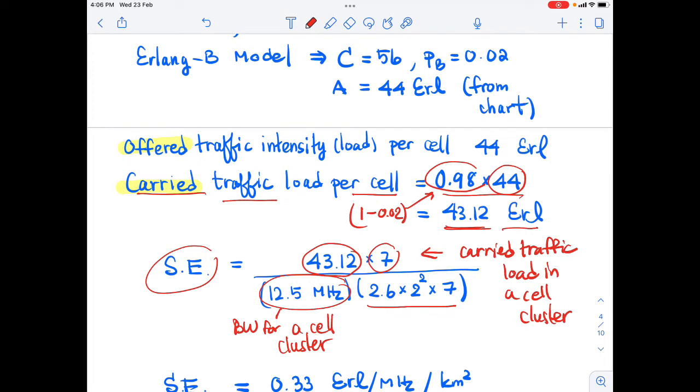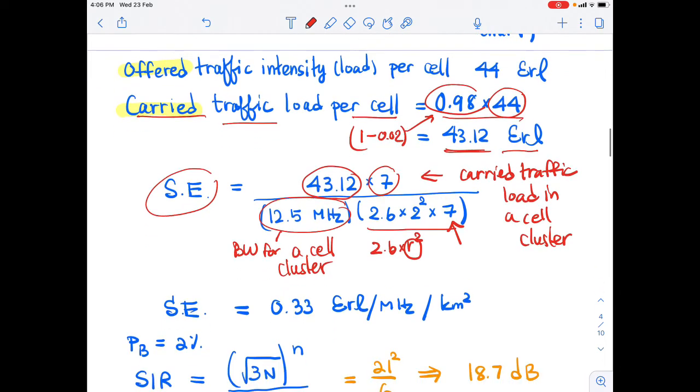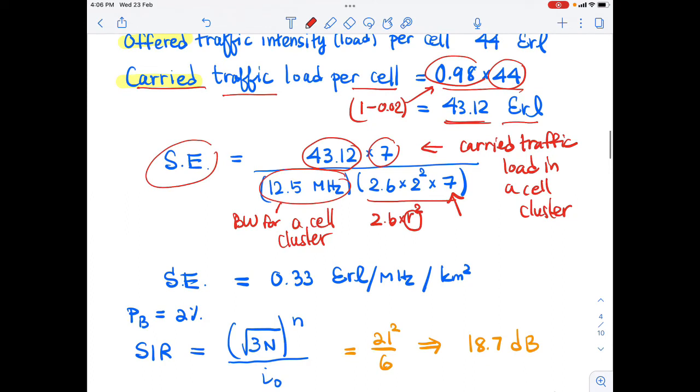So the formula for the area of the hexagon is 2.6 multiplied by the radius raised to the power of 2. The radius is 2 kilometers, and there are 7 cells in the cluster. With this, we can obtain the spectral efficiency. It turns out to be equal to 0.33 Erlang per megahertz per kilometer squared.